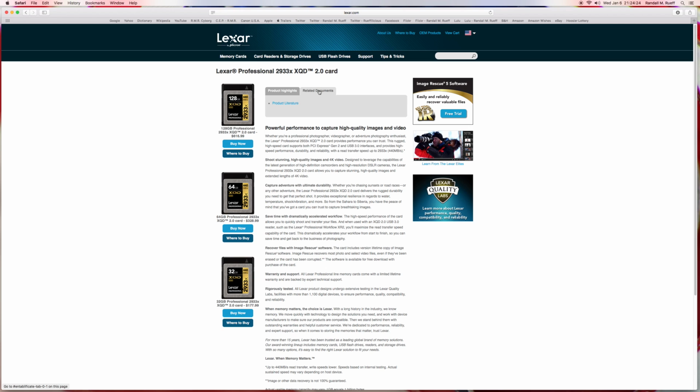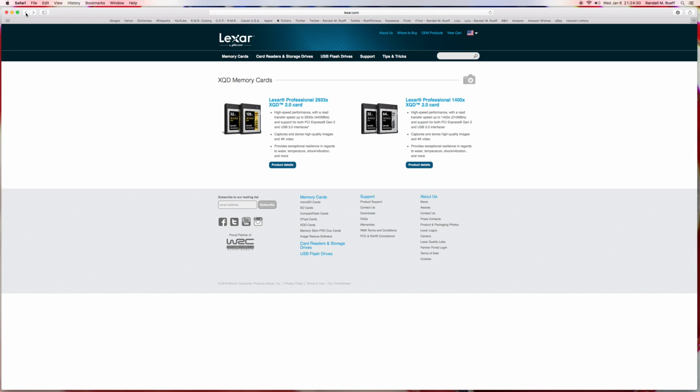So he's just talking about how you can record 4K video at extended lengths. So either one of these cards, whether it's 1400 or 2933 times, is going to be great. The fact that they can max out at 2933 is very, very impressive. Now, obviously, the gray ones, which are the 1400 times, are going to be cheaper because they're not quite as fast. But still, nonetheless, very good. And the 2933 is just, wow. You know, it's going to be amazing.